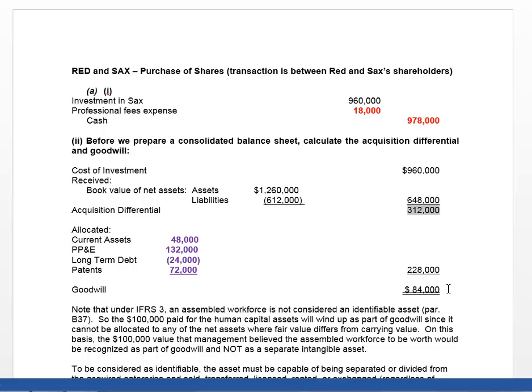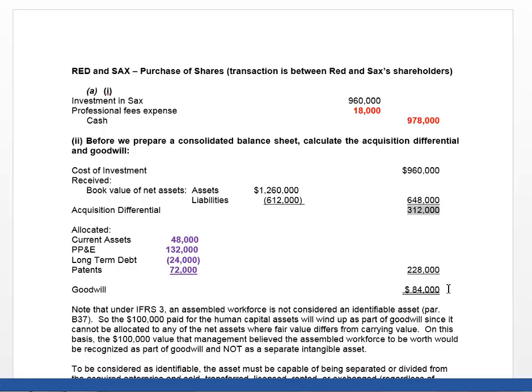So when Red goes out there to buy and quotes its price of $960,000, what it's prepared to pay for the investment, it's because they must see some value in the assets and liabilities that exceeds what Saks has them booked at. And if you're Red and try to justify why you paid $312,000 more, you would say, well, we think that the current assets are worth $468,000, not $420,000 that Saks has them at. So we paid for that incremental value of $48,000.